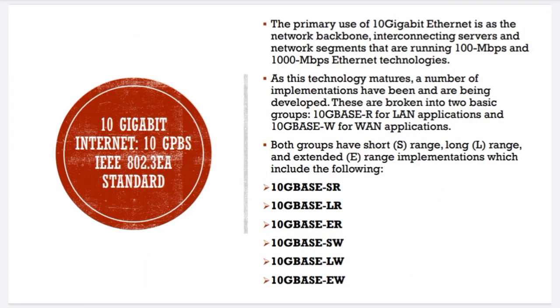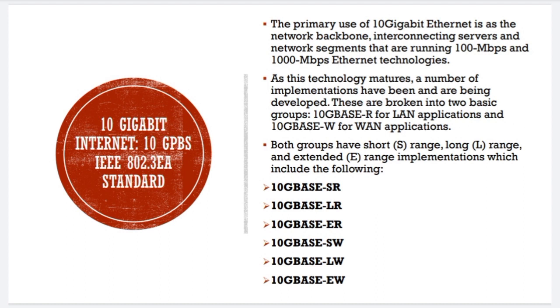10 Gbps IEEE 802.3ae standards. The primary use of 10 Gb Ethernet is as the network backbone, interconnecting servers and network segments that are running 100 Mbps and 1000 Mbps Ethernet technologies. As this technology matures, a number of implementations have been and are being developed.